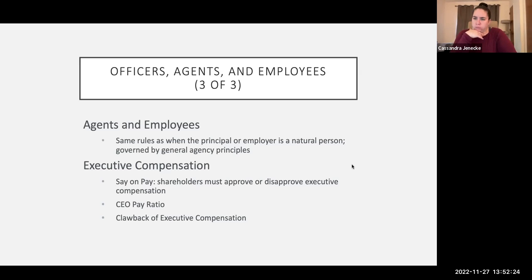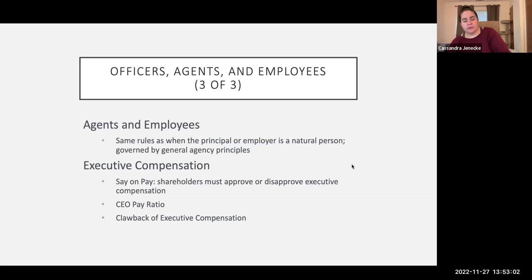One more time, when we talk about executive compensation, we saw a lot of regulations related to executive compensation after the 2008 recession. And those were well placed because we had a lot of folks leaving a lot of dying corporations with a lot of money that maybe they didn't deserve. So say on pay came out of the Sarbanes-Oxley Act, and shareholders have to approve or disapprove executive compensation. There you go. CEO pay ratio.